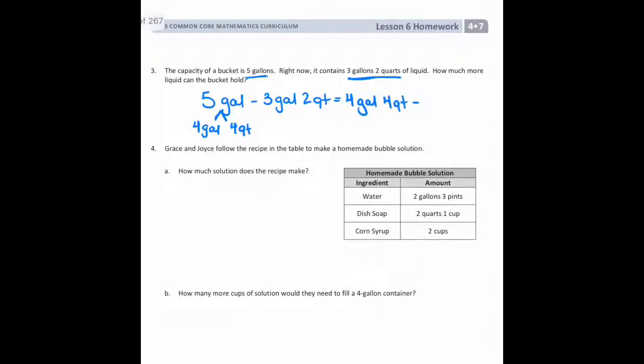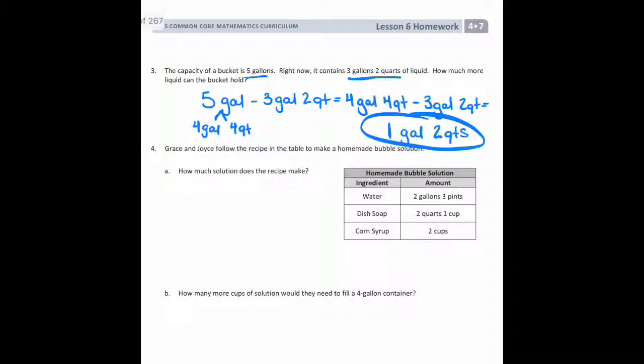And then I can subtract the 3 gallons and the 2 quarts. Well, 4 gallons minus 3 gallons will give me 1 gallon. And 4 quarts minus 2 quarts will give me 2 quarts. So I have 1 gallon and 2 quarts of space left to go.